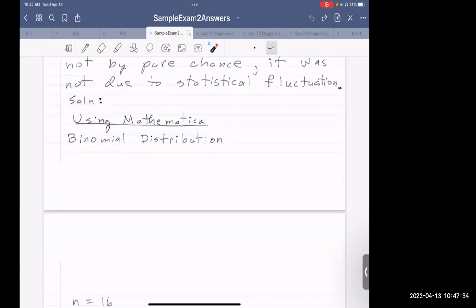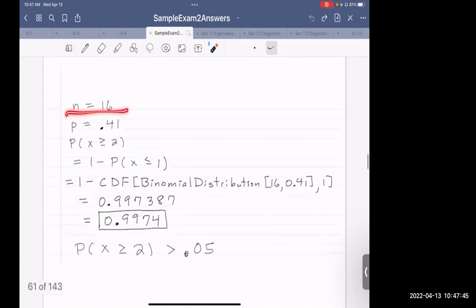Okay, so if you were using Mathematica, again, this is a binomial distribution. We have that n is equal to 16, p is equal to 0.41. I want to find the probability that x is greater than or equal to 2. And so I'll use the complementary event, 1 minus the probability x is less than or equal to 1. And so 1 minus, well, we have an inequality, so we'll be using CDF. We have a binomial distribution, and we have parameters 16 and 0.41, and we want to get rid of everything less than or equal to 1.